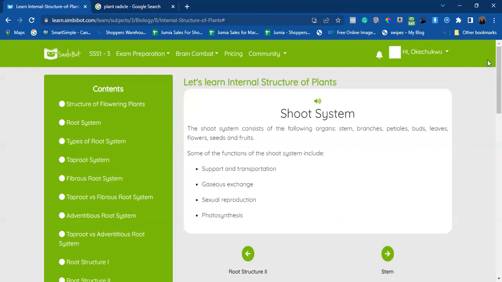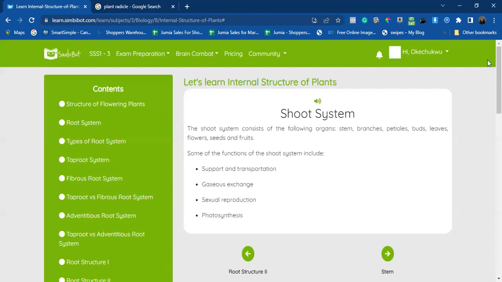The shoot system consists of the stem, most importantly, the stem. The stem is where these extensions come from. From the stem, we have the branch. From the branch, we have the petiole. From the petiole, the buds. Then the leaves shoot out. In the leaves, the flowers form. Then from the flowers, the fruits, and then the seeds inside the flower. So let's take note of these structures of the shoot system.